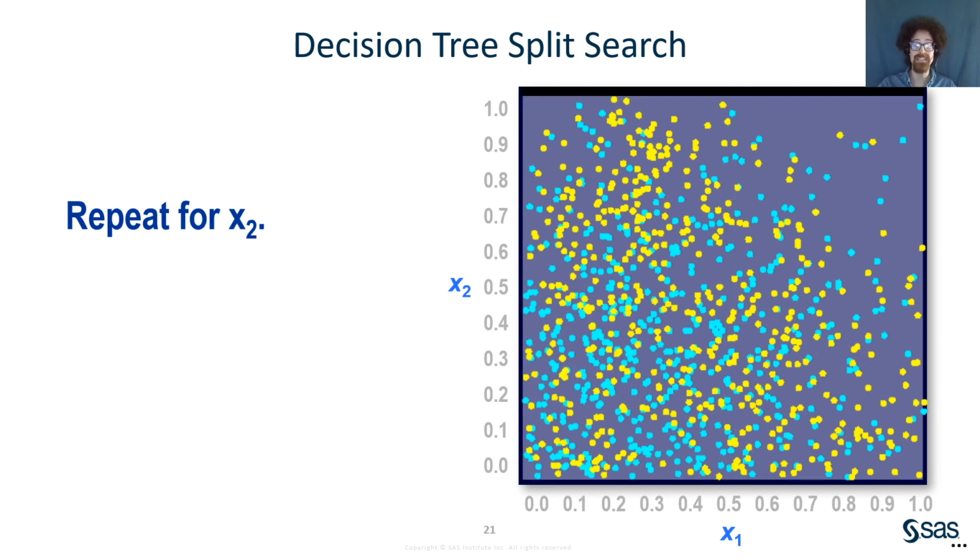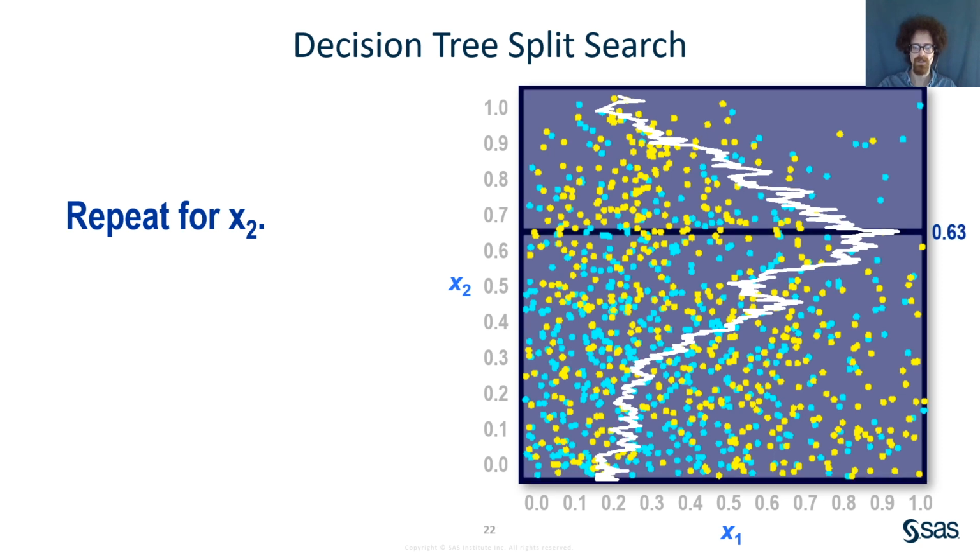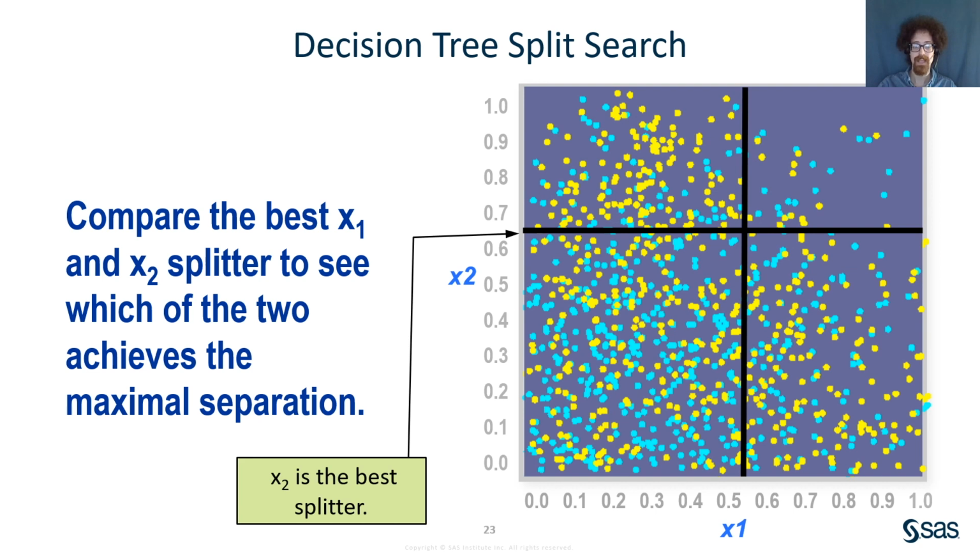Then we repeat the process independently for x2 and all other inputs, finding for each input the best split point that maximally separates the blue and yellow outcomes. Here's the same white line that shows us the best split point for x2, and we see that it looks like the best split point is right around 0.63. So we have 0.63 as the best split point for x2, and we compare it to the best split point for x1.